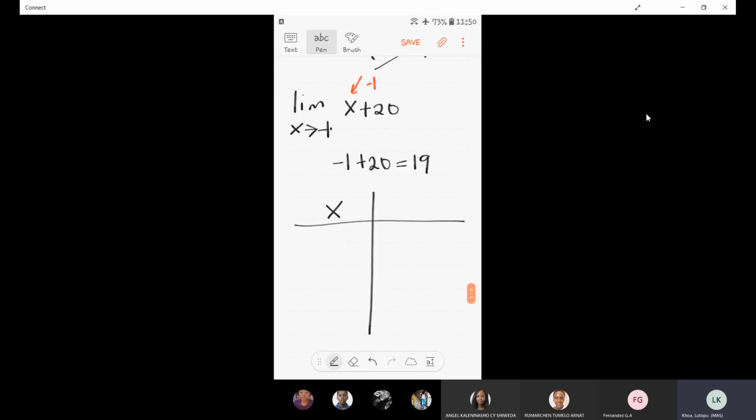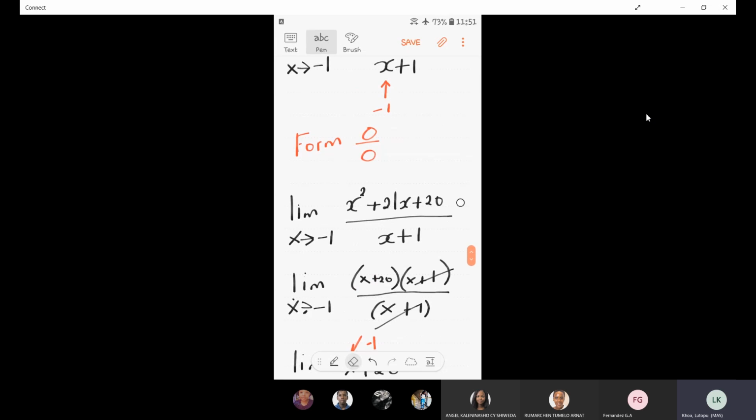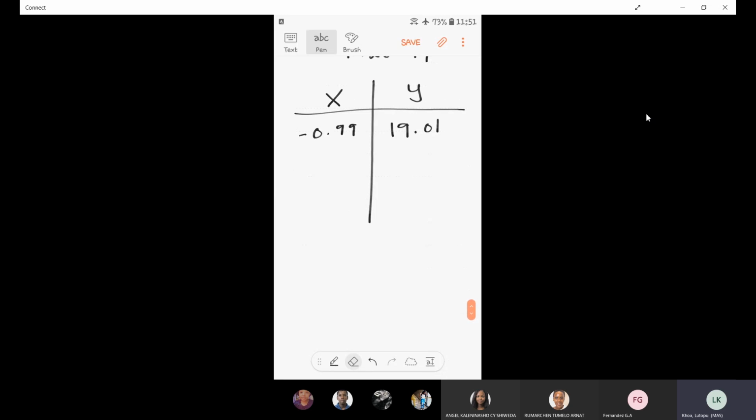So I have x. Now I want to work out what is happening to my y values when x is approaching -1. So I can substitute in -0.99. You'll see that I get 19.01. So you substitute this -0.99 over here. This is where you substitute it in. And then if I get even closer, from the right hand side, -0.9999, you see I get 19.0001.